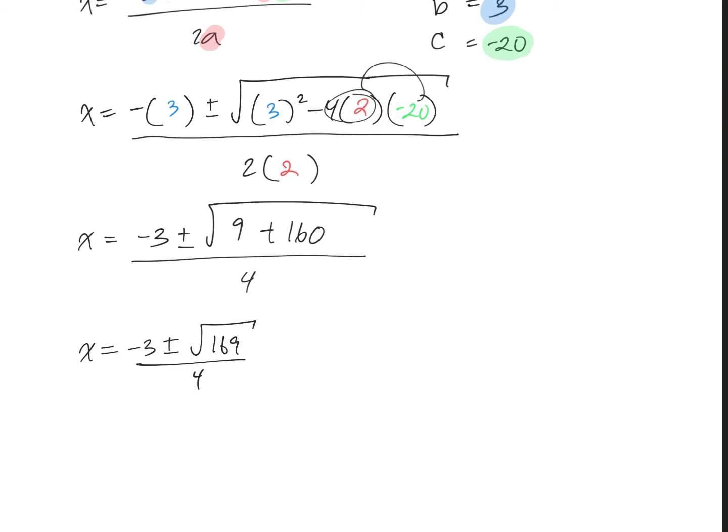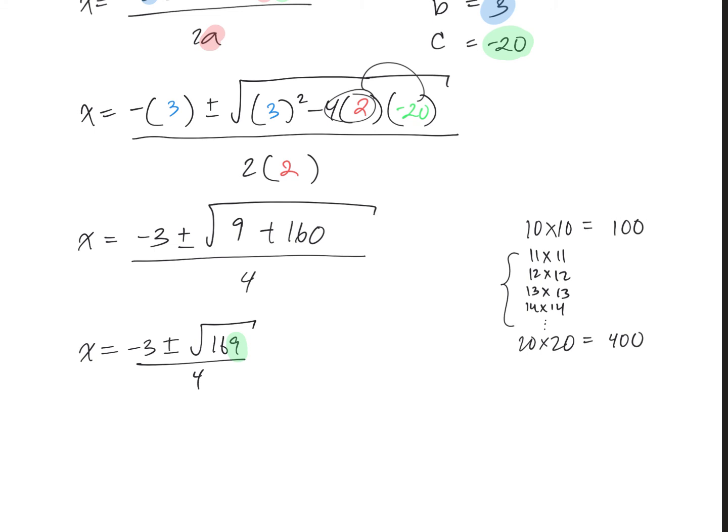And I have a feeling 169 is a perfect square number. So let's see, 10 times 10 is 100. And then 20 times 20 is, what would that be? That's going to be 400. So 169 is in between those two. So it's either 11 times 11, 12 times 12, 13 times 13, 14 times 14, and so on until we get to 20. It's in between those numbers. It ends in 9.